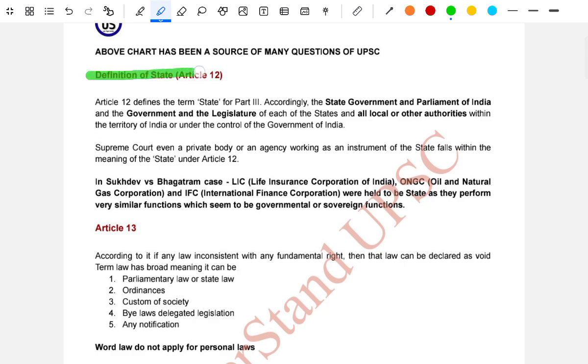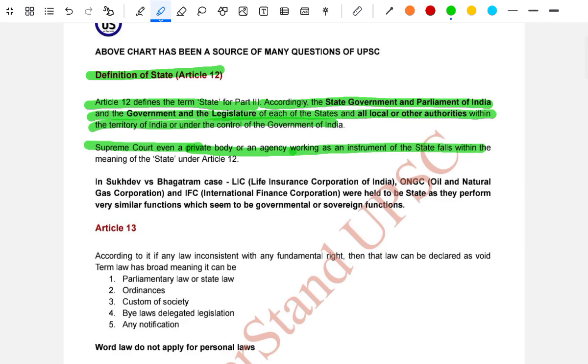The definition of the state, Article 12. Article 12 defines the term state for Part 3. Accordingly, the state includes the government and Parliament of India, the government and legislature of each state, and all local authorities within the territory of India or under the control of the government of India. The Supreme Court held that even a private body or agency working as an instrument of the state falls within the meaning of the state under Article 12.